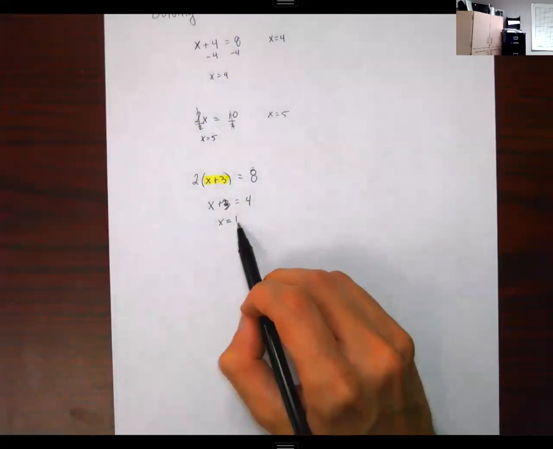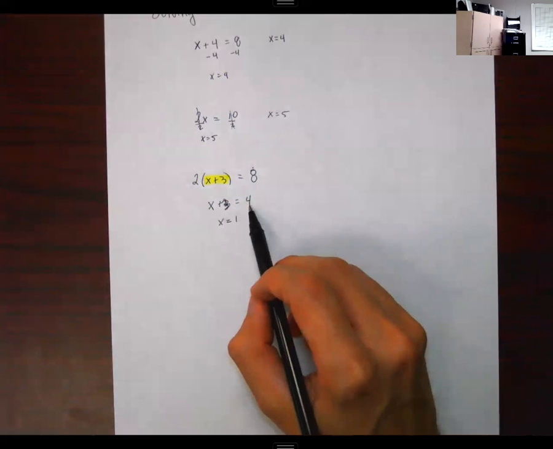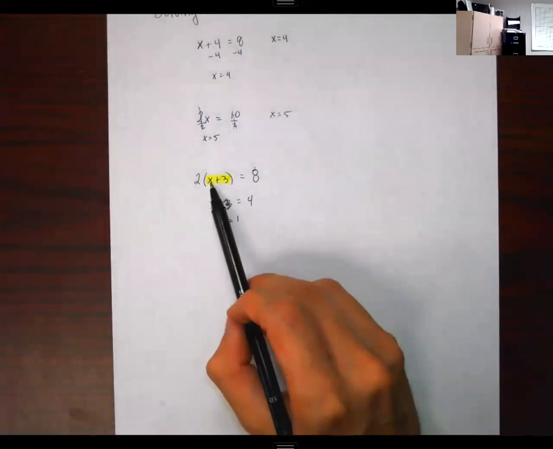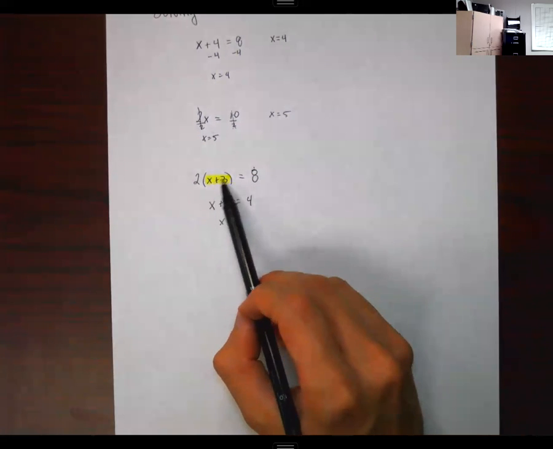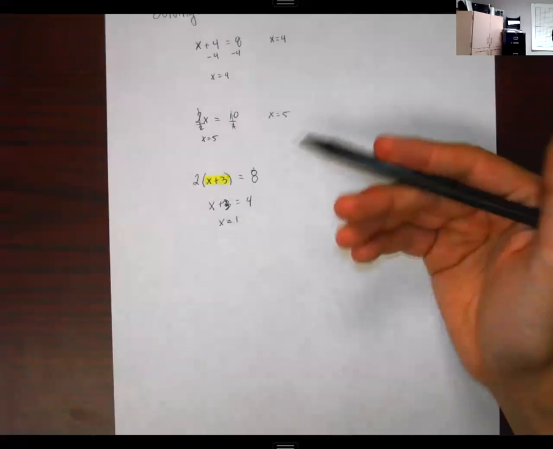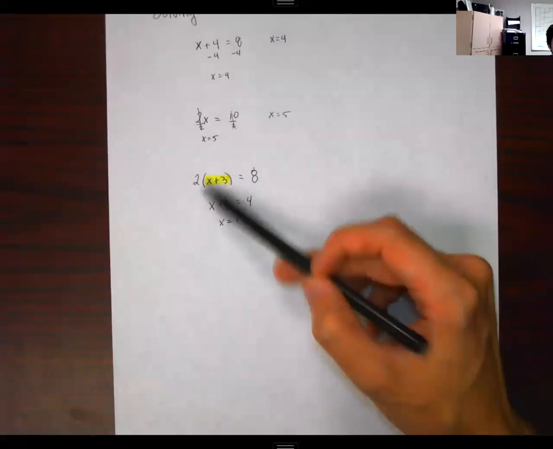Right? So if x is 1, then x plus 3 is 4, and 2 times x plus 3 is 8. So if you can think of that also up here, a 1 plus 3 equals 4 times 2 is 8. And so x equals 1 is a solution because when x is 1, the equation is true.